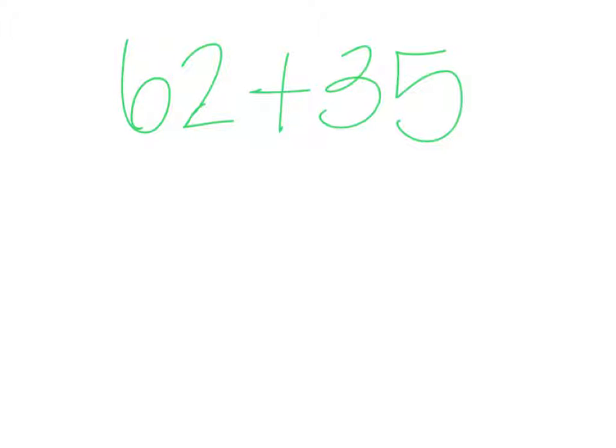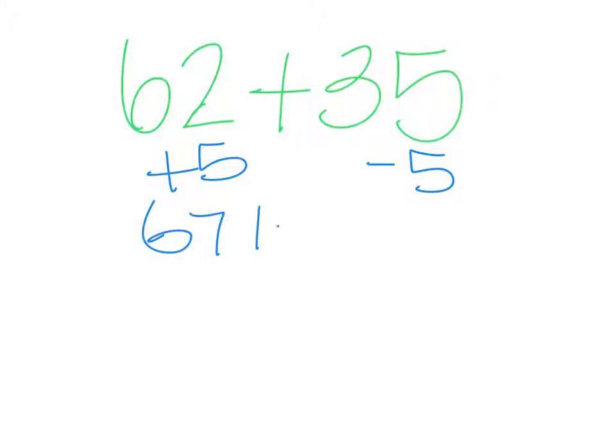When I looked at this problem, 2 things came to mind. First of all, I could easily use compensation and take away the 5 and put it over here and get 67 plus 30 equals 97.